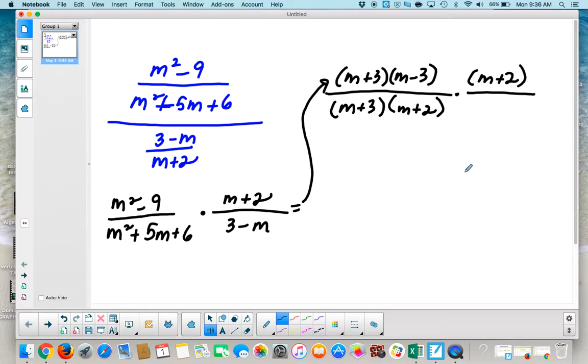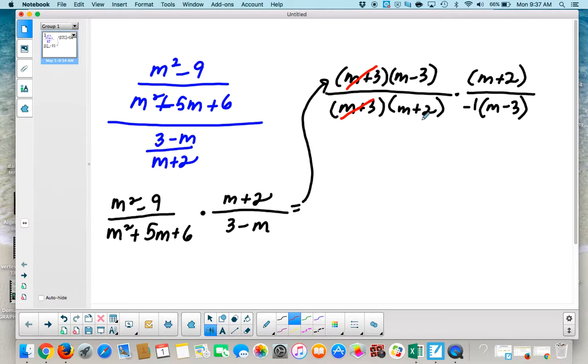However, 3 minus m you don't see as another factor. However, I could factor out a negative 1, and that becomes negative 1 times m minus 3. That would be the same thing as 3 minus m. And I want to do that because it does help me to simplify the fraction overall. Since it's all multiplication and it's all factored, I can divide.